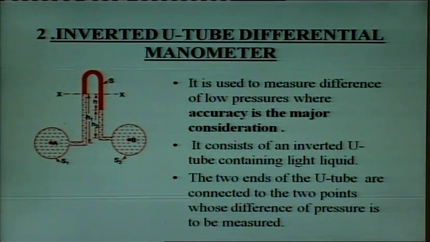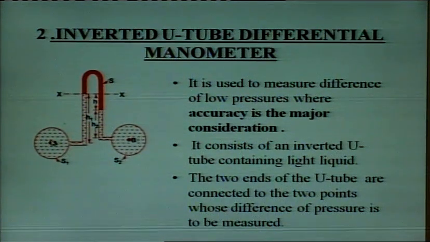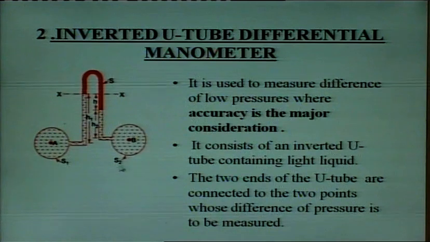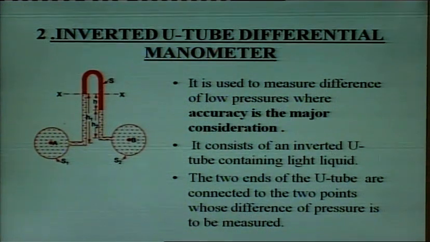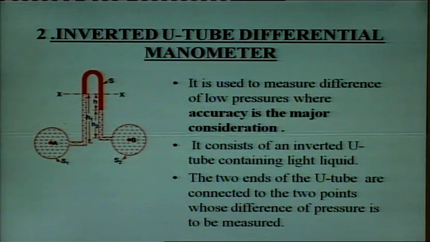Then we come to the inverted U-tube differential manometer. This is an inverted type. Here we say the tube is inverted. Here are the two points A and B, having liquid A, which has specific gravity S1, and this one S2. It is used to measure the difference of low pressure where accuracy is the major consideration. It consists of an inverted U-tube containing light liquid. The two ends of this U-tube are connected to the two points whose difference of pressure is to be measured.